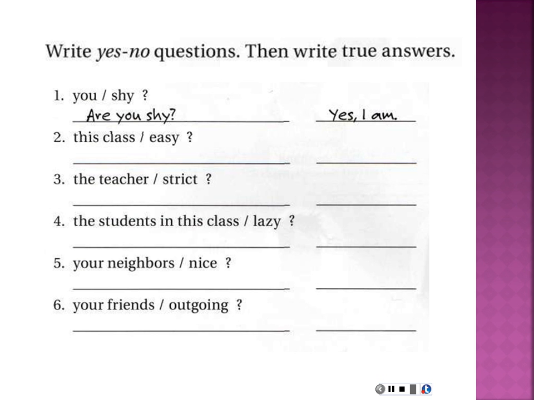So what we do to form a question, we add verb to be. So we add it according to the subject. So in the first one, you, with you we said we use are. So are you shy? So the answer, yes I am. Yes I am. This is the short answer that we talked about last time.